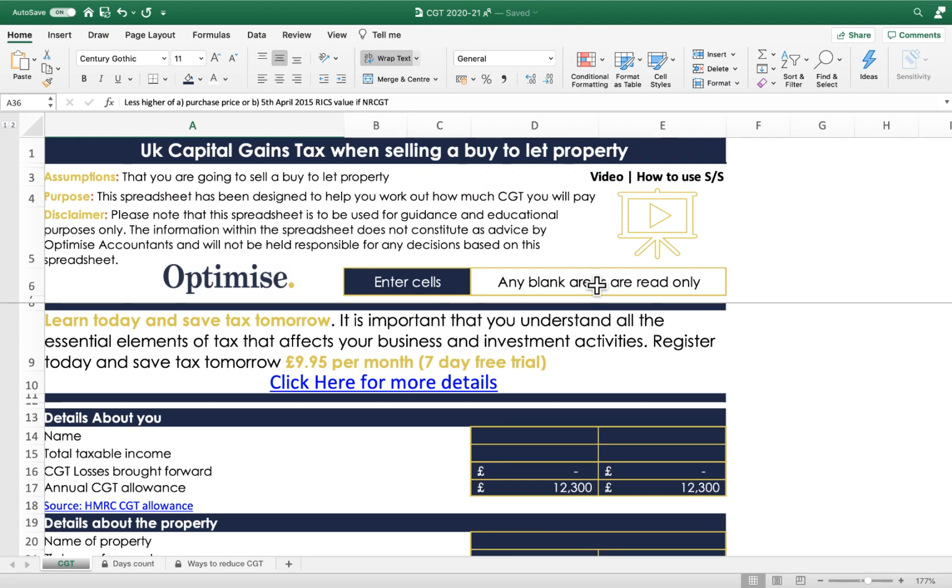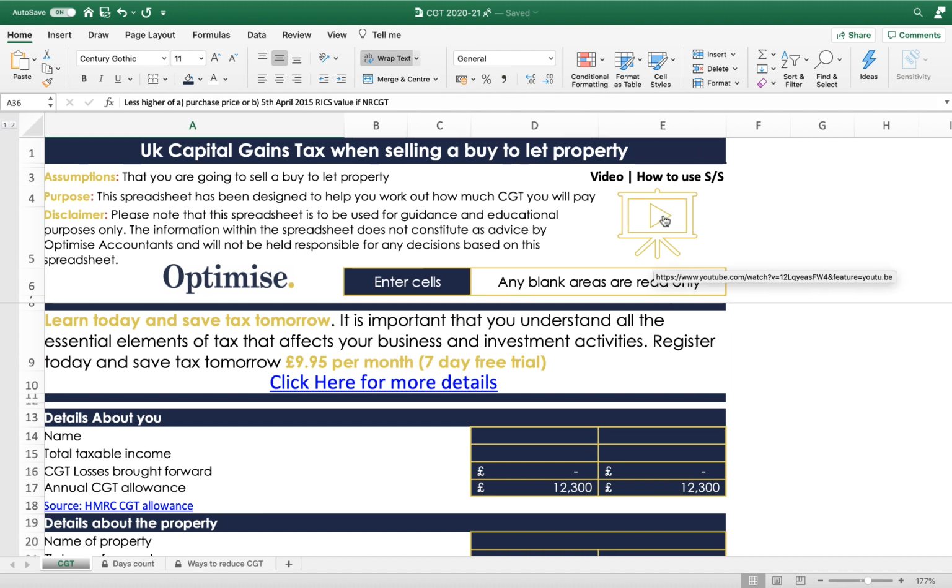So welcome to the UK Capital Gains Tax Calculator. Now this calculator will help you to understand what your CGT liability is, but it will also help you to understand how you can reduce that liability as well. So what I've done for you is given you a spreadsheet. Now you can read the assumptions, the purpose and disclaimers right there, and you can click on this video.